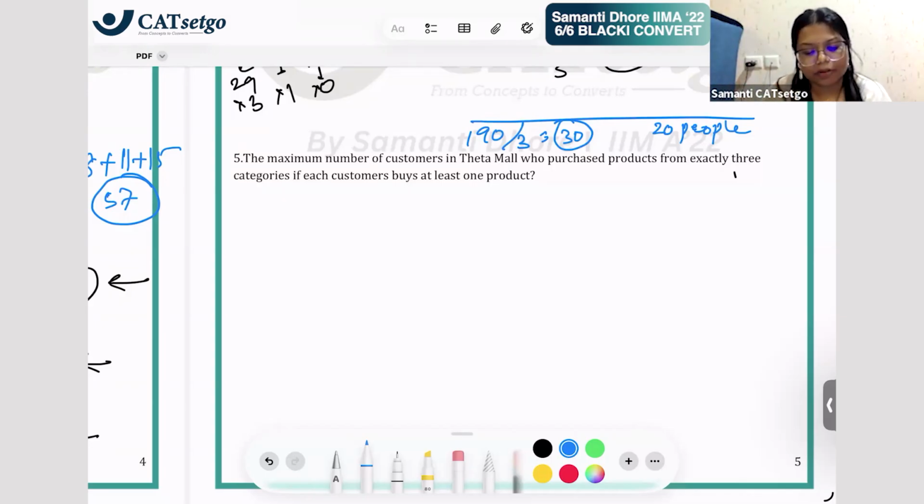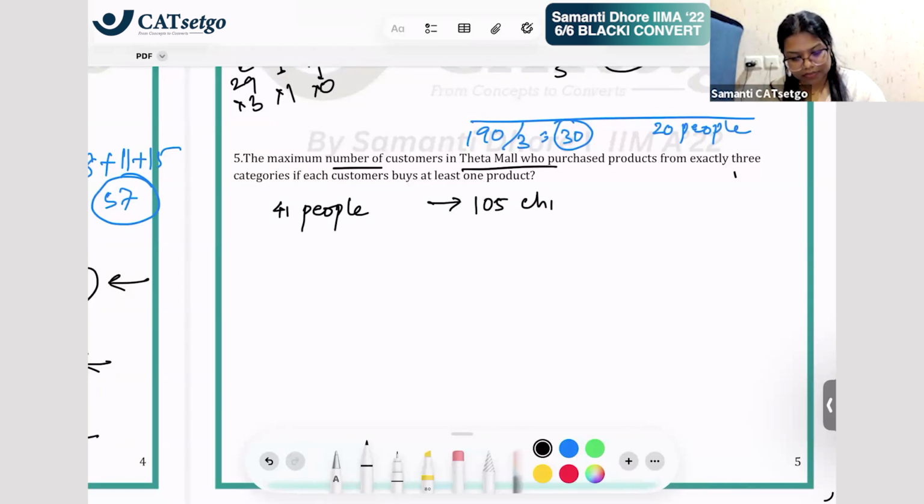What is the maximum number of customers in? देखो अब this is the same question as previous. What is the maximum number of people in Theta Mall? So in Theta Mall, out of 41 people and 105 chocolates who purchase products from exactly 3 categories, same, but an extra condition is given: each person buys 1 product each.